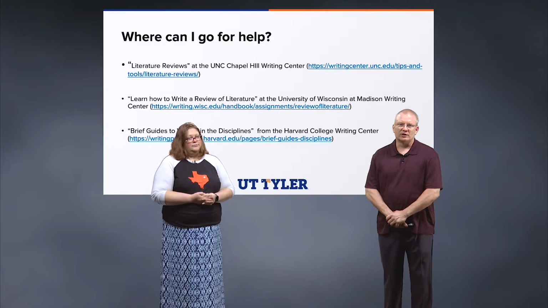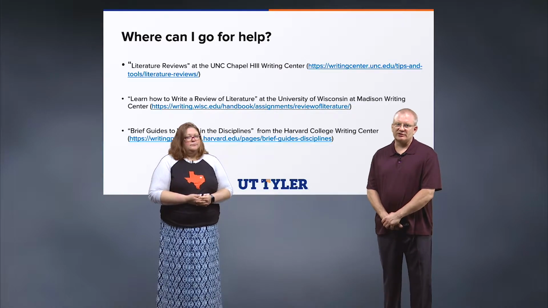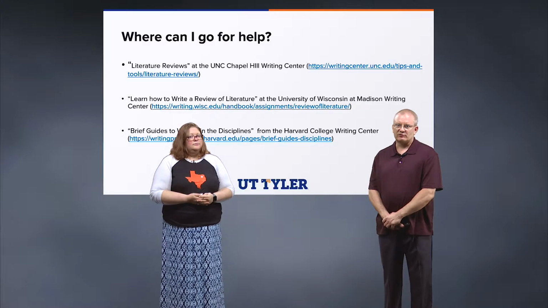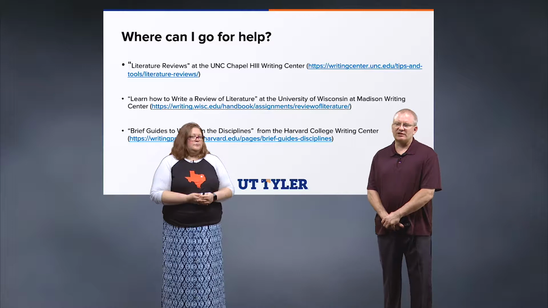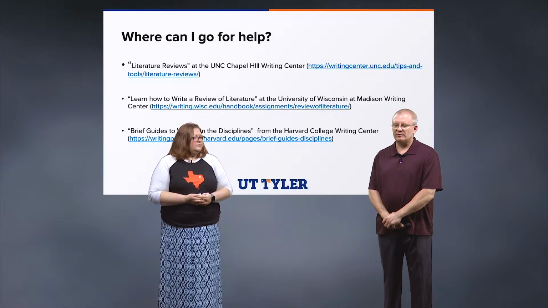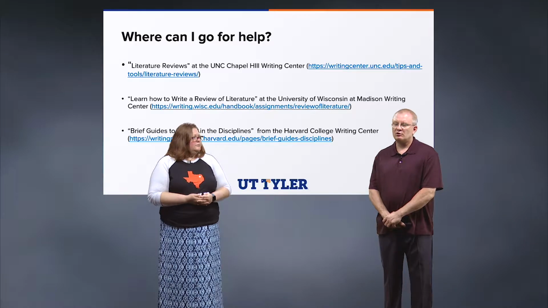So where can you go for help? The UNC Chapel Hill Writing Center has a good handout on literature reviews in general, as does the University of Wisconsin at Madison. And Harvard has brief guides to writing and disciplines. They don't cover STEM very well, but they do pretty good with humanities, and those will give you an idea of what to do with reviews of literature.